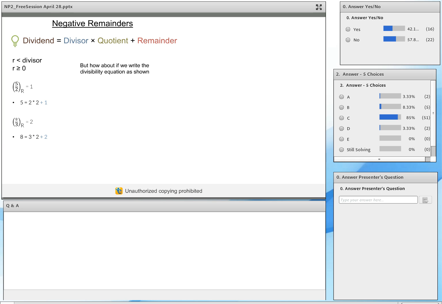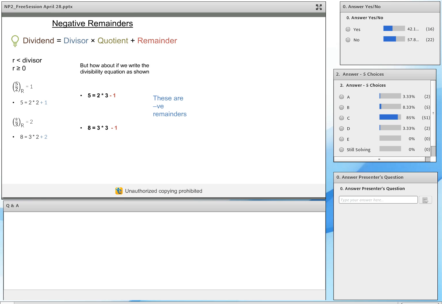Now, what if instead of writing my equation in this form, what if I wrote my equation as 5 is equal to 2 times 3, that's 6 minus 1. I could write the equation in this form as well. Or what if I wrote 8 as 3 times 3 minus 1? So here I'm getting negative remainders. These are what I call negative remainders. Okay. Now, why do I have to think about this in terms of negative remainders?